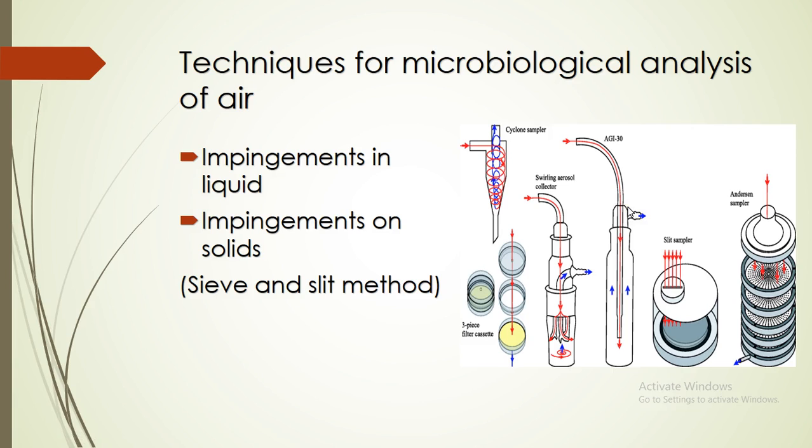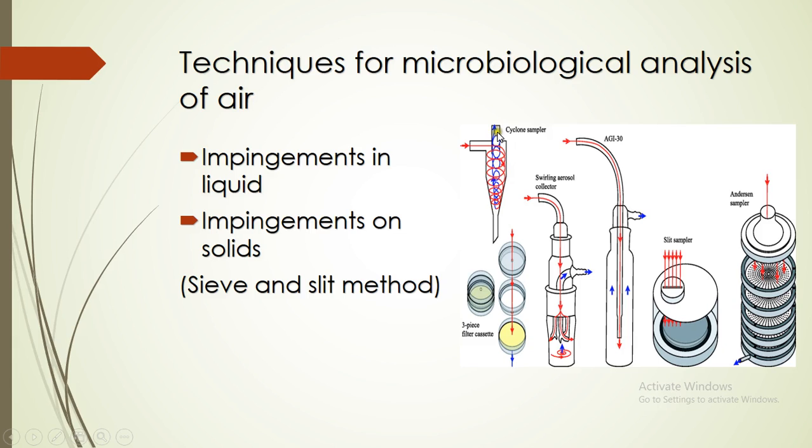In impingement in liquid, the air is drawn through a very small opening or a capillary tube and bubbled through the liquid. The organisms get trapped in the liquid medium. Then the liquid or broth is plated to determine the microbial count. As you can see here, this is a cyclone sampler. The air is drawn from here, right? And then it is circulated, and there is a column which contains liquid. The organisms being carried in this air will now drop or stick on the surface of the liquid.